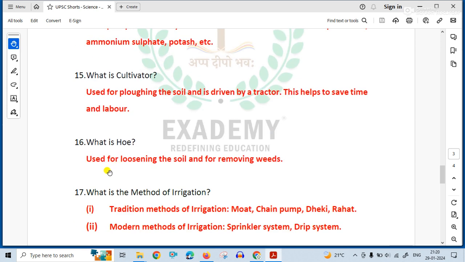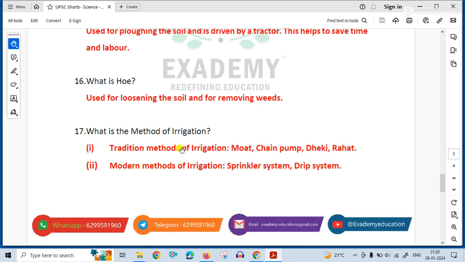What is hoe? Used for loosening the soil and for removing weeds. Hoe is used for loosening the soil and for removing the weeds. What is the method of irrigation? Traditional methods of irrigation are moat, chain pump, dheki, rahat, and modern methods of irrigation are sprinkler system and drip system.